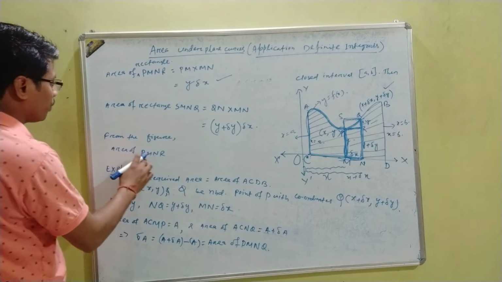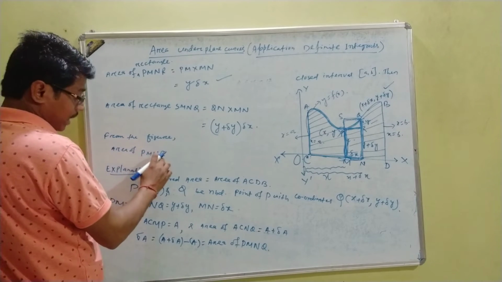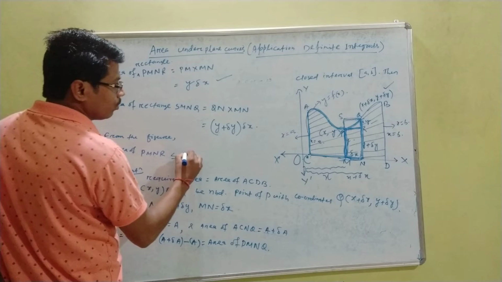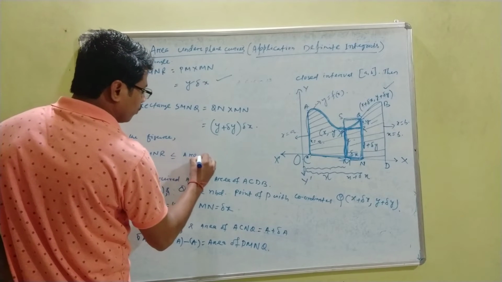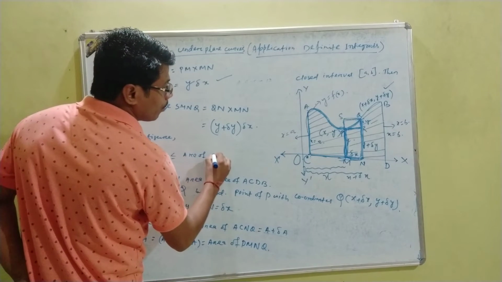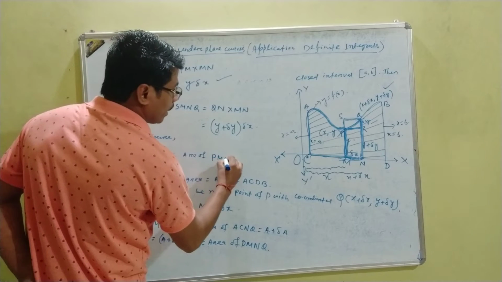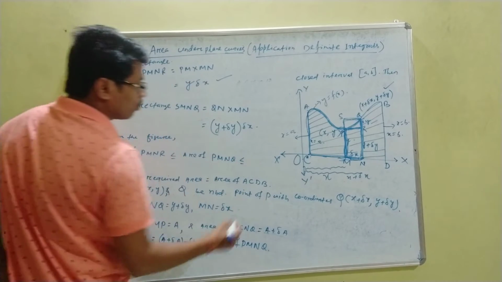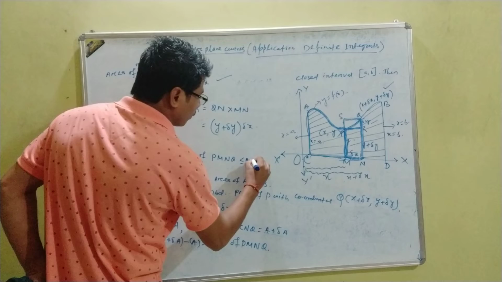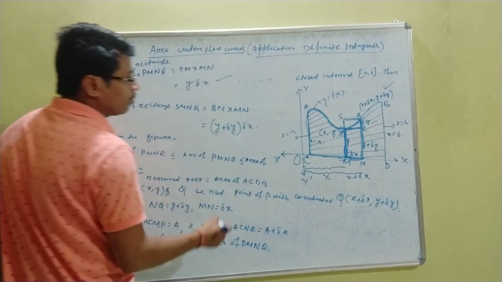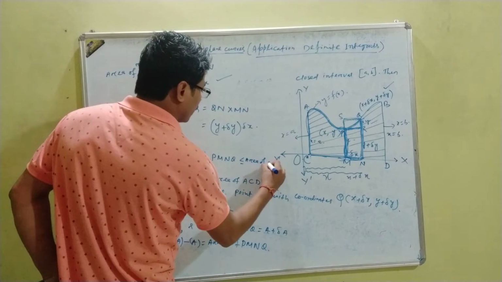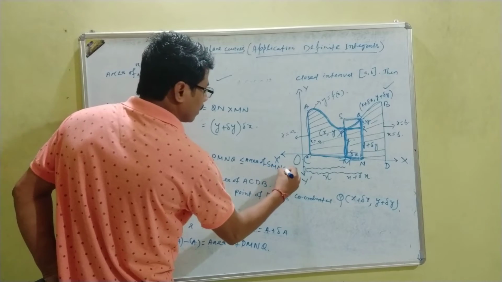So area of PMNR is less than or equal to area of PMNQ, less than or equal to area of the larger rectangle SMNQ. Clear?